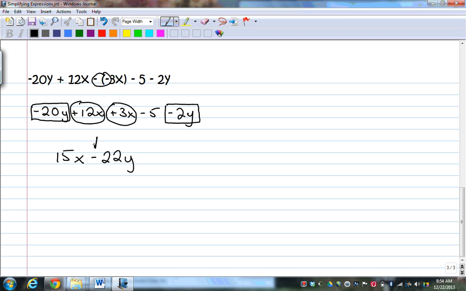Notice that I just wrote that as subtraction because that is the same thing as plus a negative 22y, okay? But writing it as subtraction like that looks better. If that doesn't make sense to you, rewind the video a little bit and look at that again because that's kind of important. I'm combining a negative 20 and a negative 2 to get a negative 22, and I just wrote it as subtraction because that is plus a negative. And then I have minus 5. Okay? So that becomes 15x minus 22y minus 5.